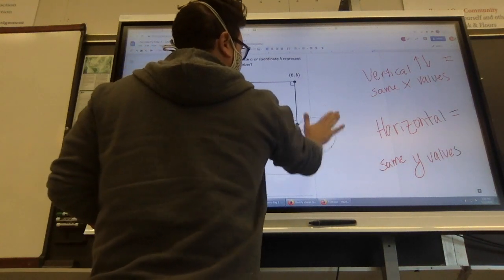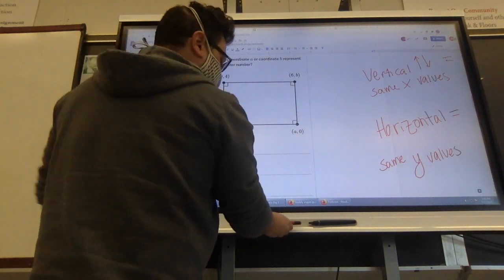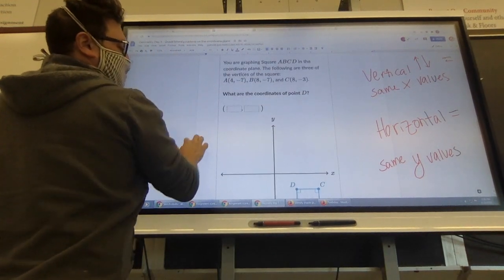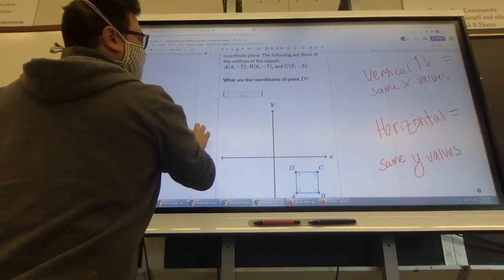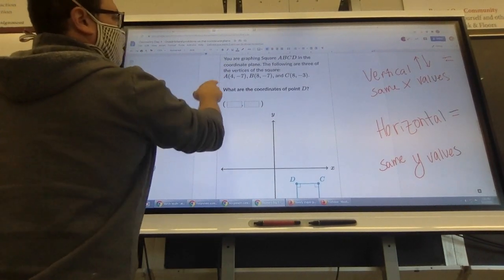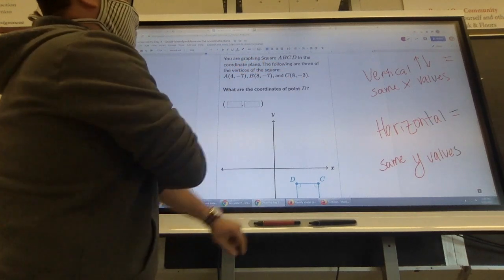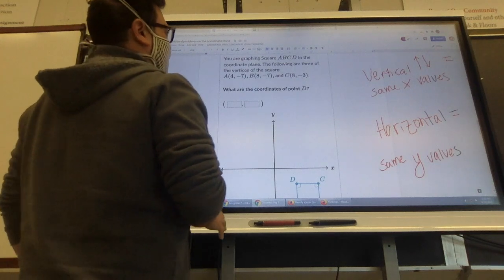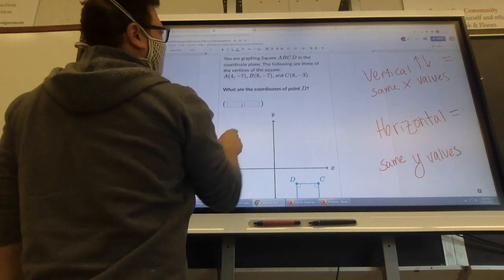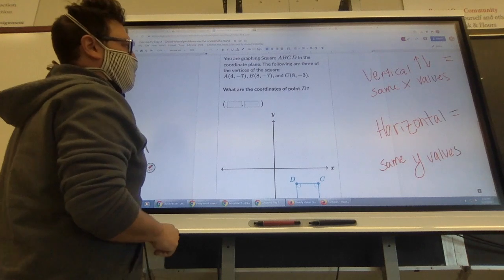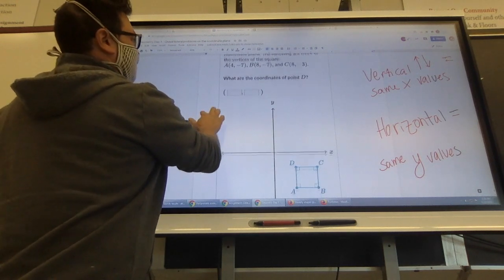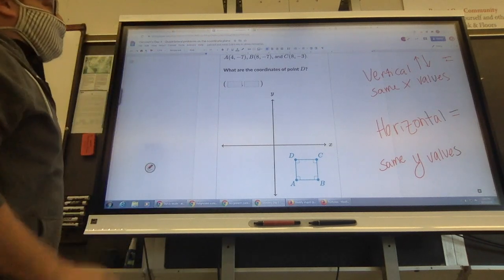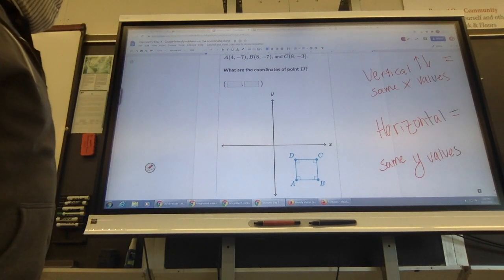And now we're going to do another problem that is pretty much exactly the same. Again, these quadrilaterals we're dealing with are exact squares or rectangles. Now it says you're graphing square ABCD. I remember squares all have exactly the same length sides and have 90-degree angles. In the coordinate plane, the following are 3 vertices of the square. A is -4, 7, B is 8, -7, and C is 8, -3. What are the coordinate points of D?